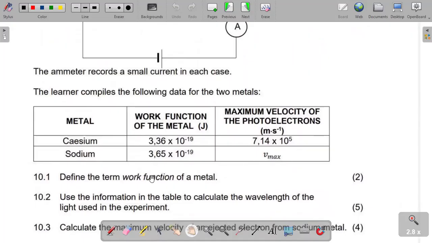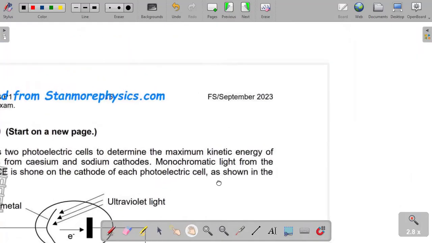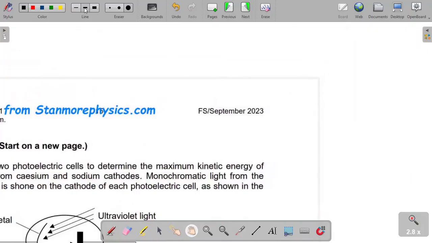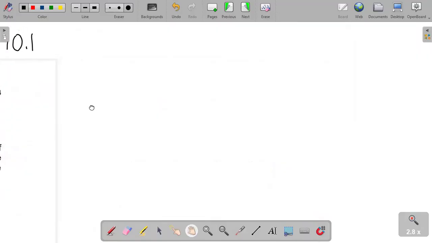So we can see that this term is important because a lot of times they ask you for the work function. Okay, you should know how to define the work function of a metal. So for 10.1, they say define the work function of a metal. The work function is what?